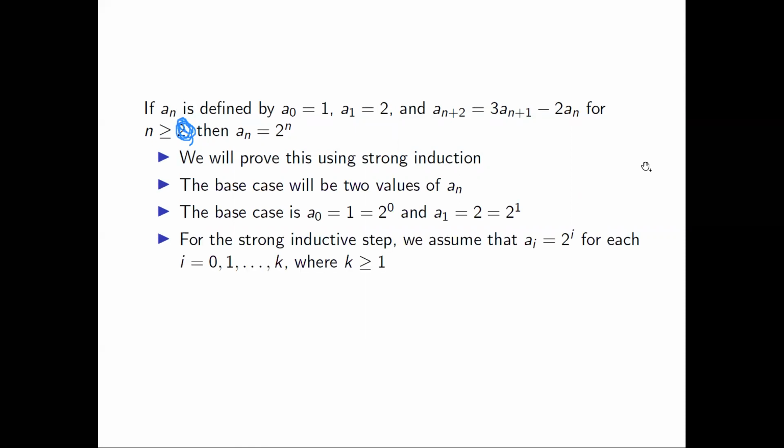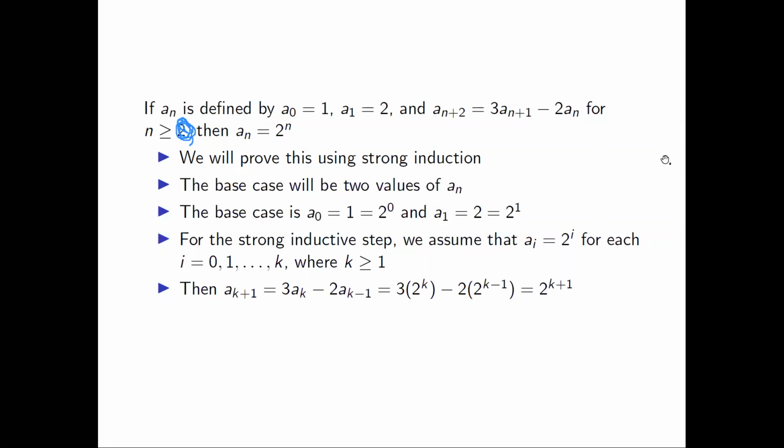Now here's our strong inductive step. We'll assume that a sub i equals 2 to the i for each i equals 0, 1, up to k, where k is some integer that's greater than or equal to 1. Now, a sub k plus 1, we want to show that that's equal to 2 to the k plus 1. In order to show that, we can use our linear recurrence equation. We can say a sub k plus 1 equals 3 times a sub k minus 2 times a sub k minus 1. Now we can plug in our strong inductive hypothesis.